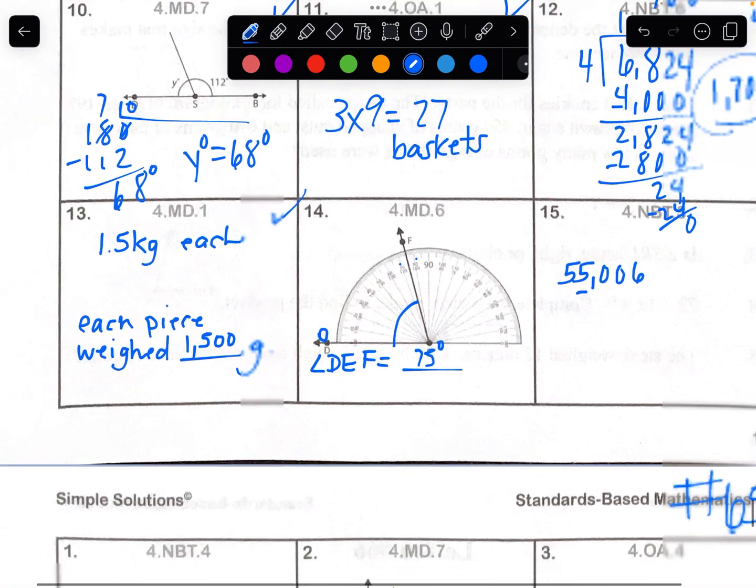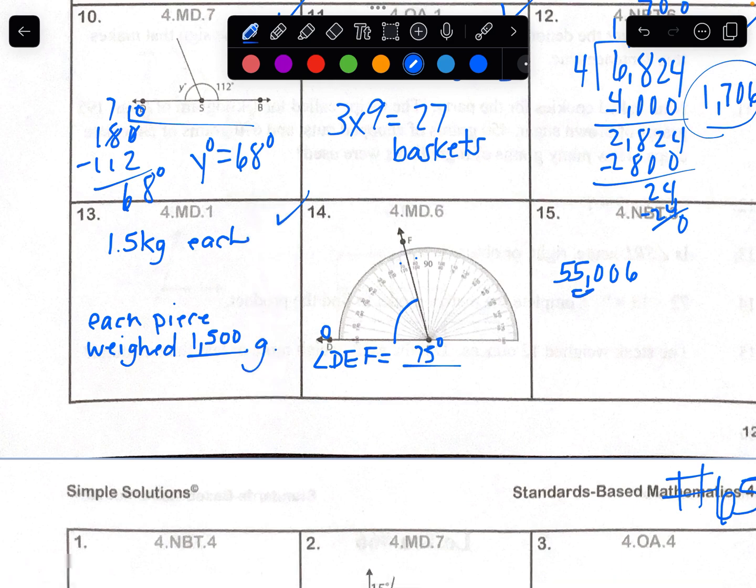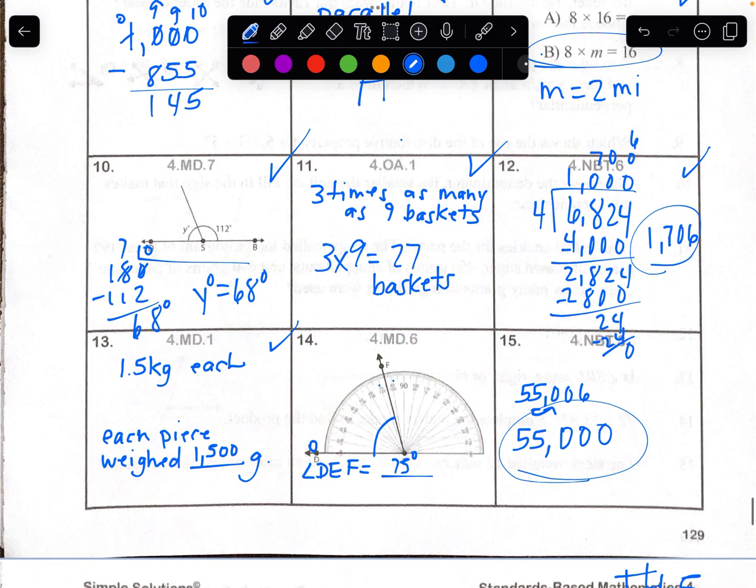All right, 15. We're rounding to the nearest thousand. Go next door. It's a 0. So 55 will stay the same, and everything else becomes a 0. That one is 55,000.